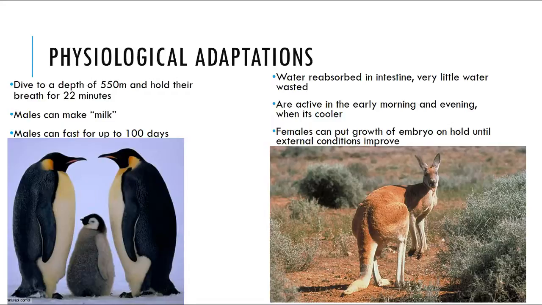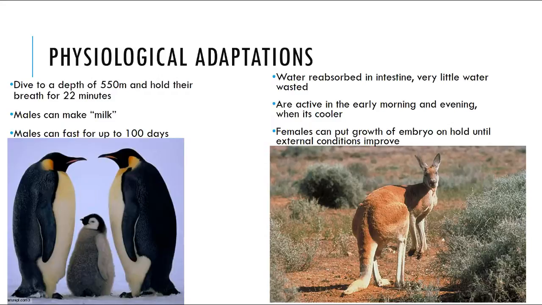Now the males can actually make milk, and the milk is made in the esophagus to feed chicks in the winter before the female arrives back from fishing. And the males can also fast for up to 100 days so that they can nest and look after their egg while the female is out fishing as well.